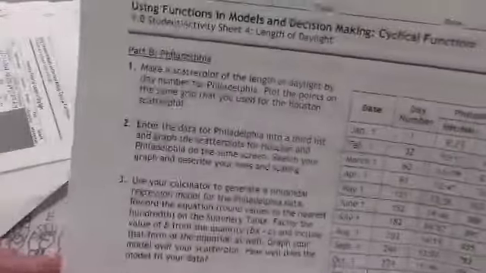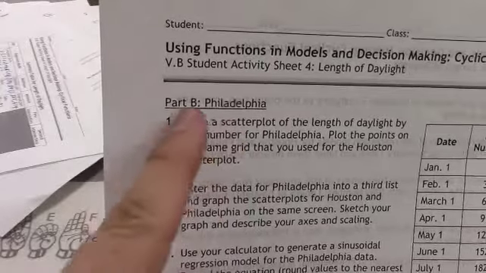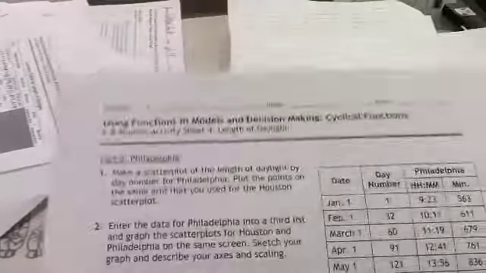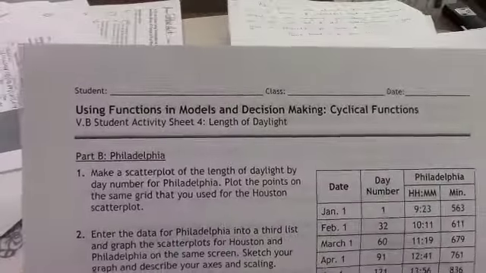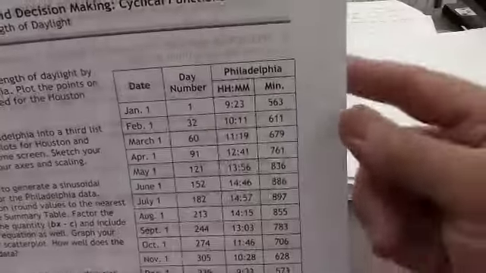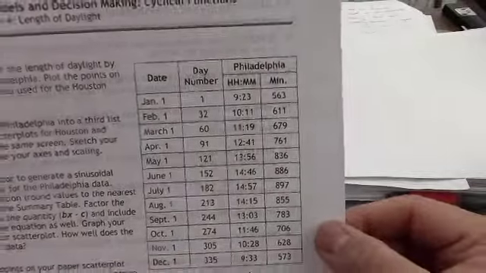We're going to be talking about this next sheet. If you notice, instead of Houston, now we have Philadelphia right here. This is part B. Of course, this is still length of daylight, but we're looking at part B for this. And I need to go over a couple of things to actually do this. As you can see, the data is a little bit different. We have all this different stuff right over here.